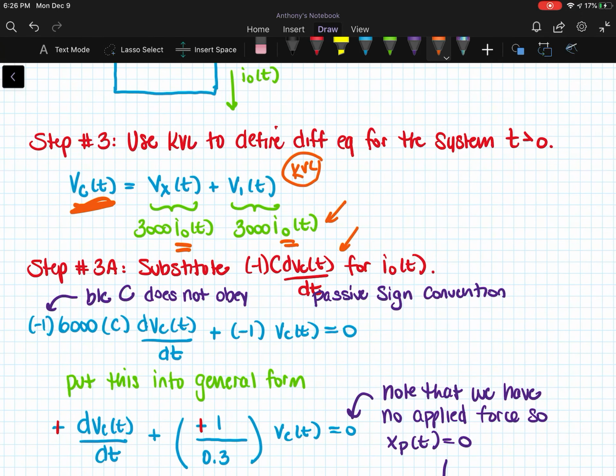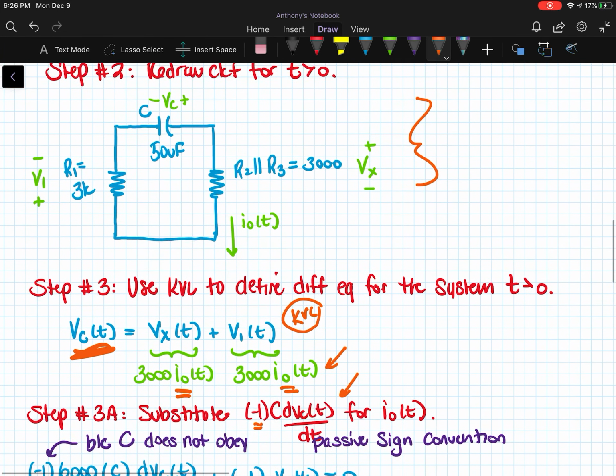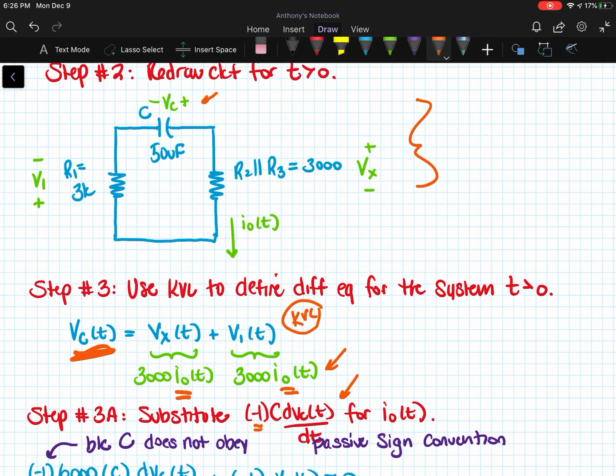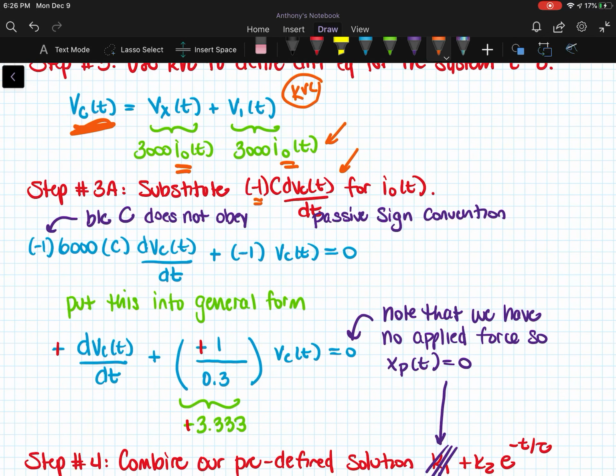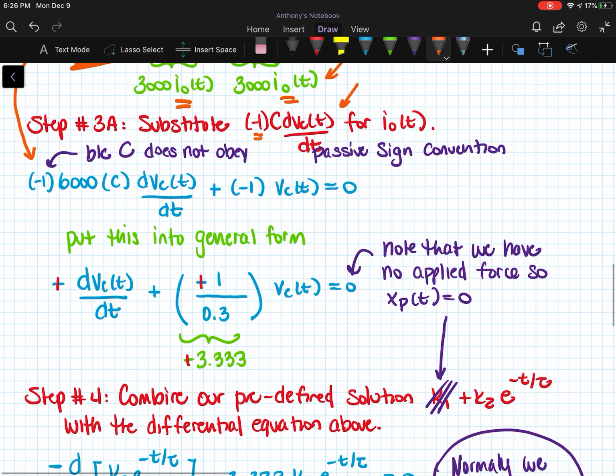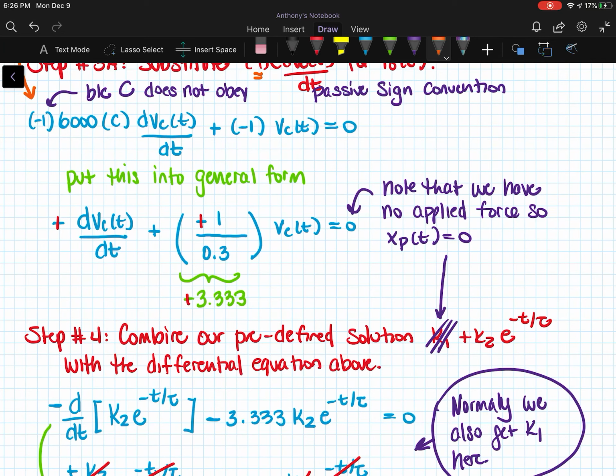And the reason why there's a negative here is because looking at the polarity of Vc, it doesn't obey the passive sign convention. And so what we end up with is this equation becomes this down here. Negative 6,000 times C dVc dt minus Vc equals 0. We need to put this into the general form, which means we need to get rid of the coefficient of dVc dt. And we do that, we end up with a value of little a that will be positive 3.33.